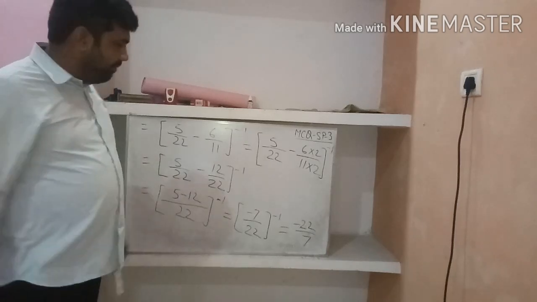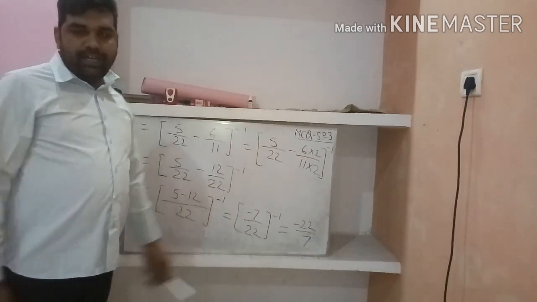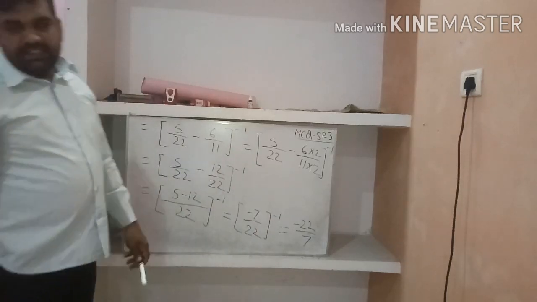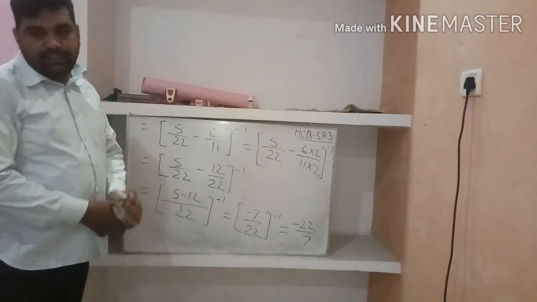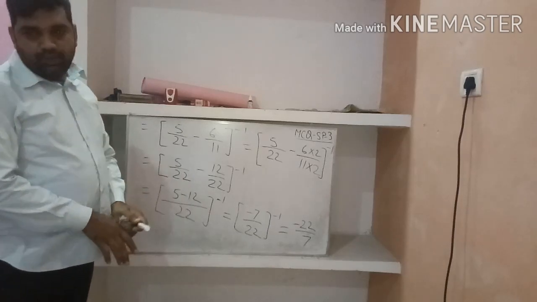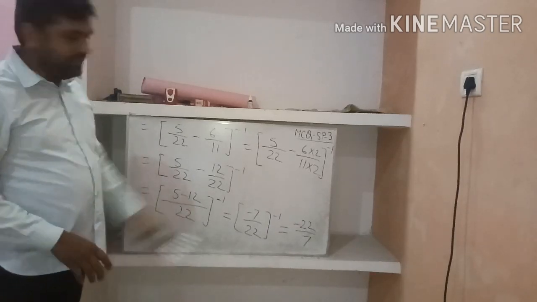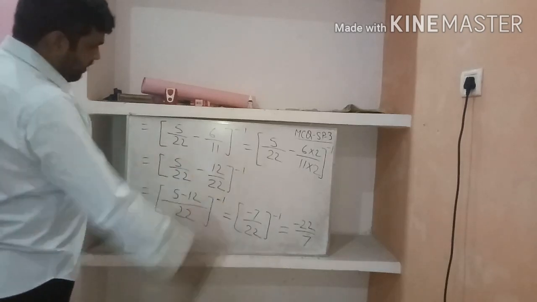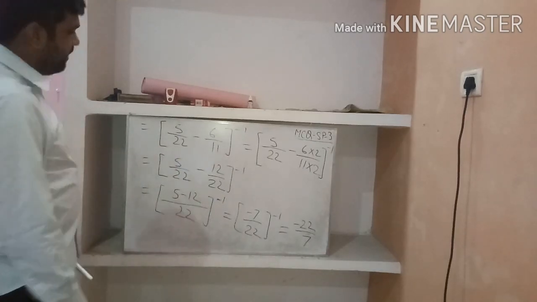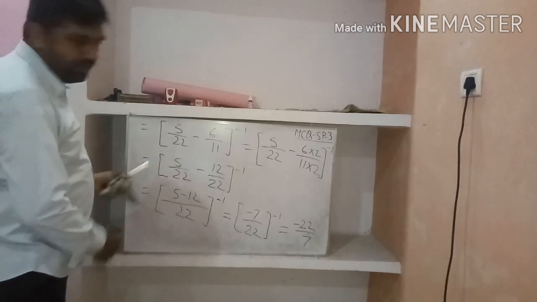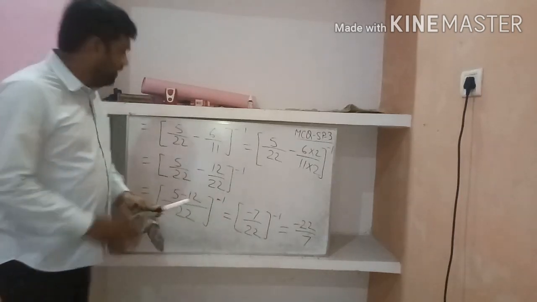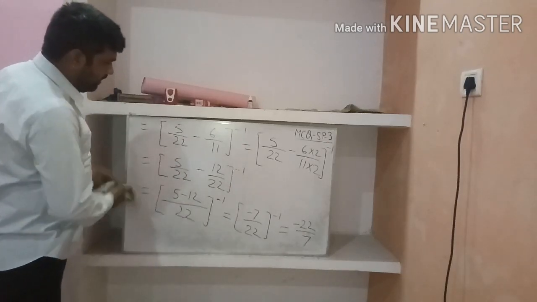Now you can see the options. Option C is 22 by minus 7. That is the same thing. The minus can be at the numerator place or the denominator place; both places we can write it. So option C is the correct answer. Minus 22 by 7 can also be written as 22 by minus 7. So the answer for this is option C. Okay, correct. Now we move to the next question.